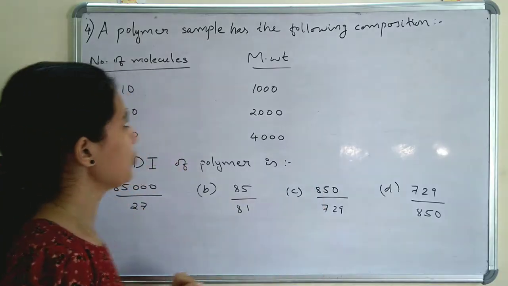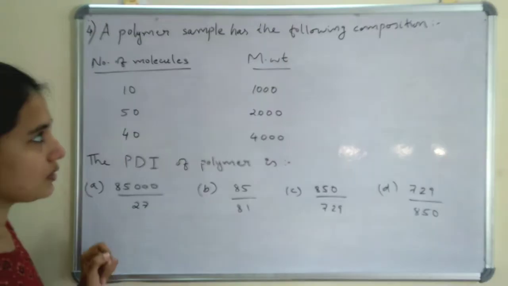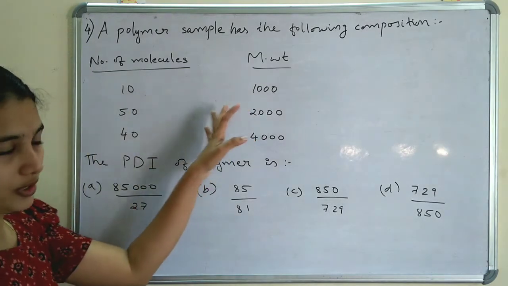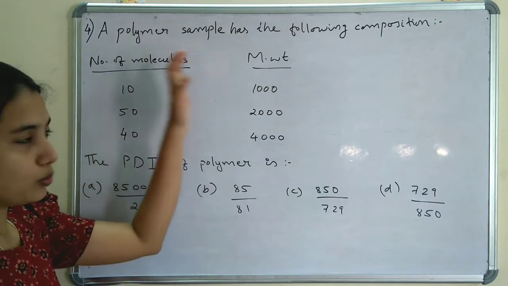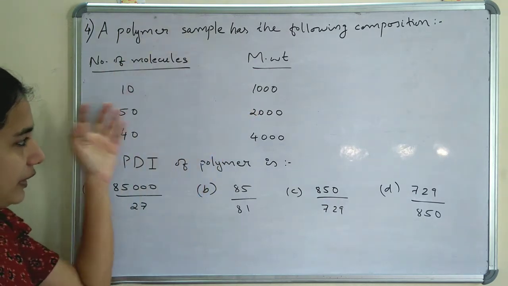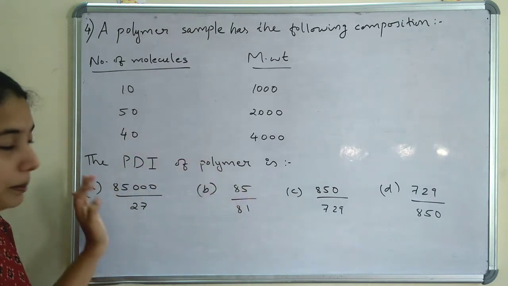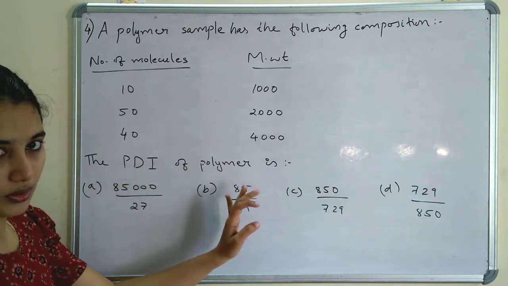So coming to fourth question, a polymer sample has the following composition, number of molecules and molecular weight is given. So for 10 molecules, the molecular weight is 1000, 50 molecules 2000 and 40 molecules 4000. So we have to find the PDI of polymer.